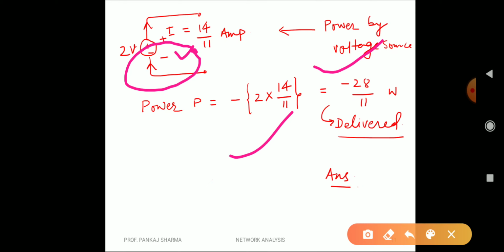Of course, battery always delivers power. Battery cannot consume power. If it is consuming power, things will not go in sync. It will be very illogical. Battery must give power. It must deliver power. So this is your complete solution with complete analysis.